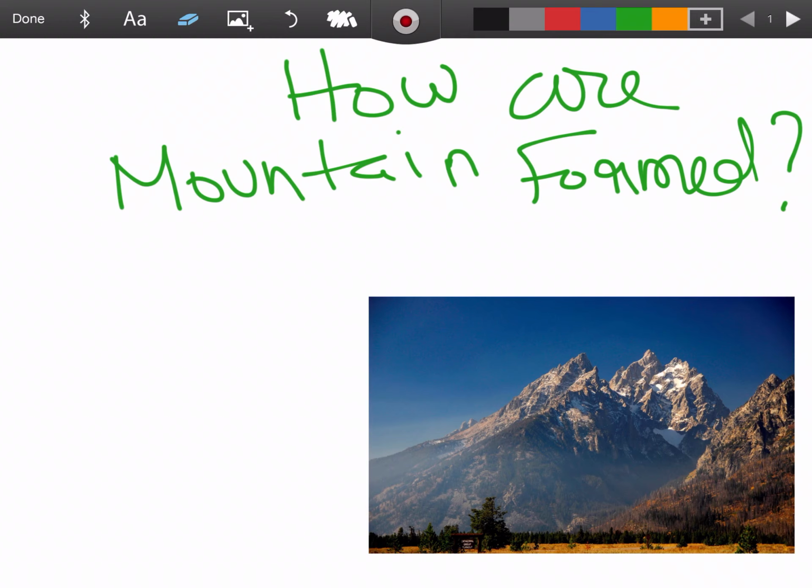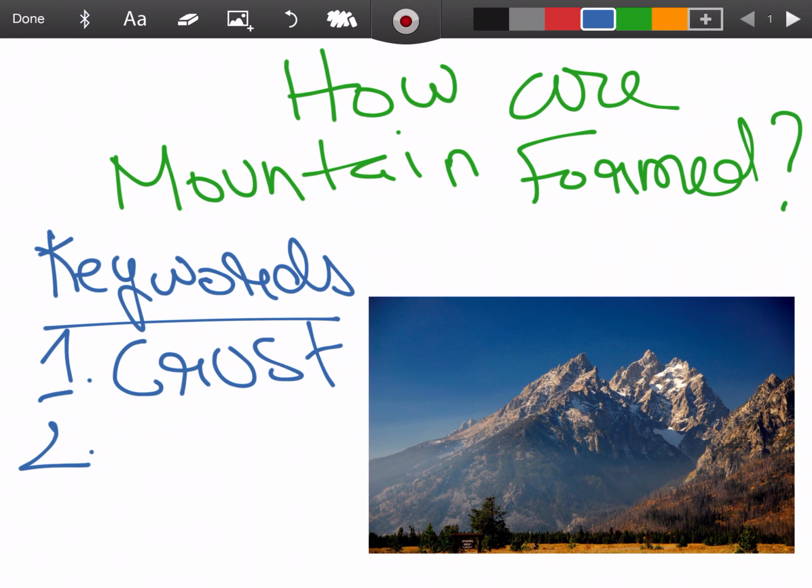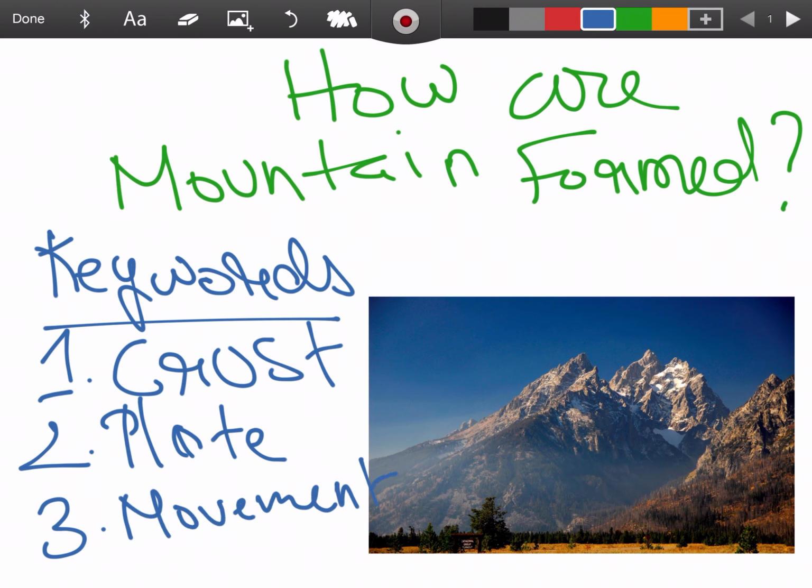Let's start with the keywords we are going to use in this topic. The first keyword is crust. The second keyword is plates, and these plates are not the plates which you use in your dishes. These are other types of plates. And the third keyword is movement. When you move something, it's called a movement.